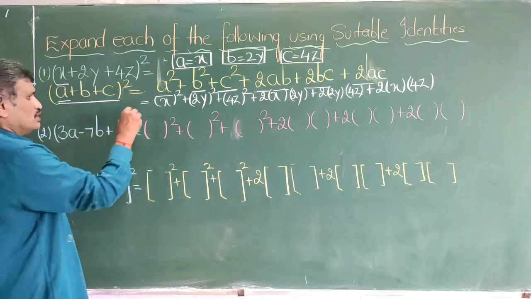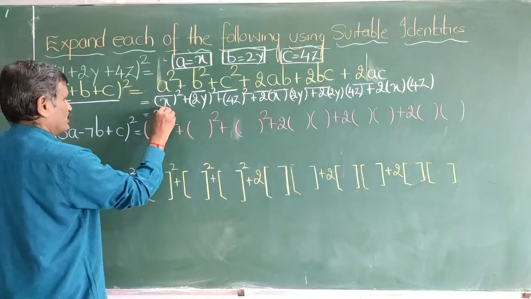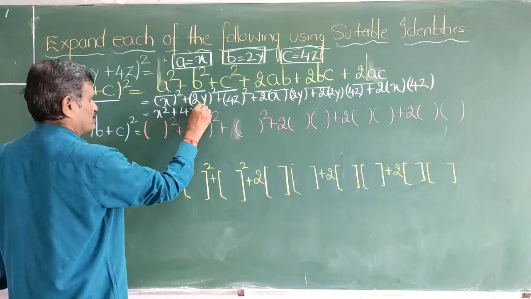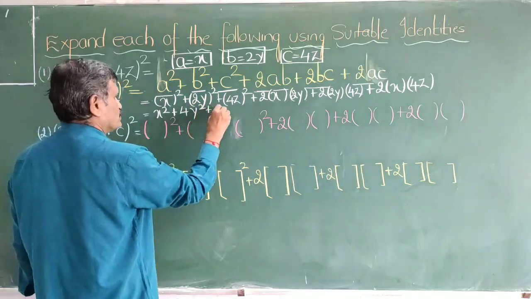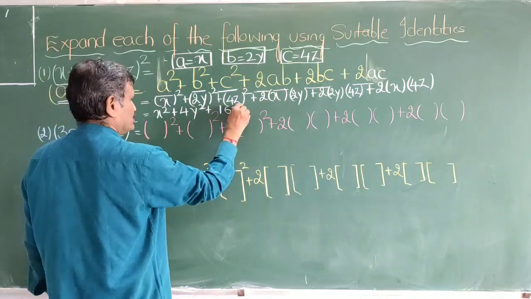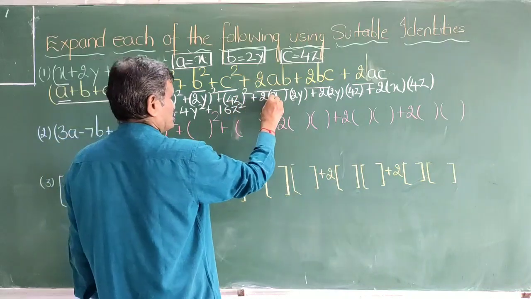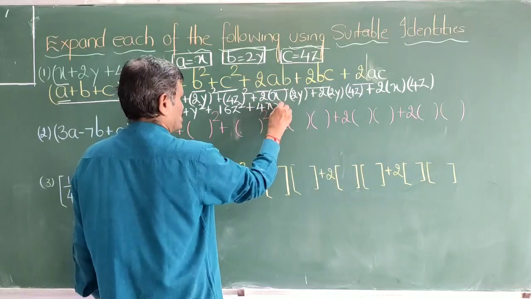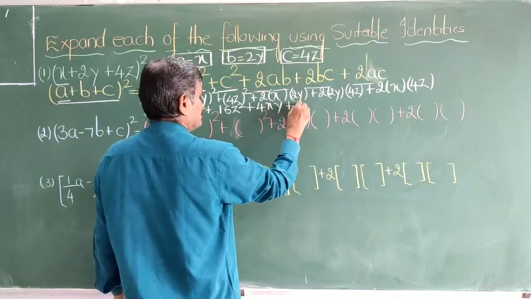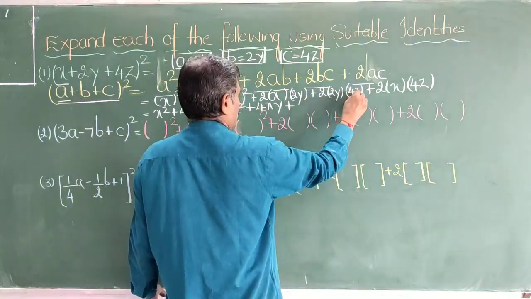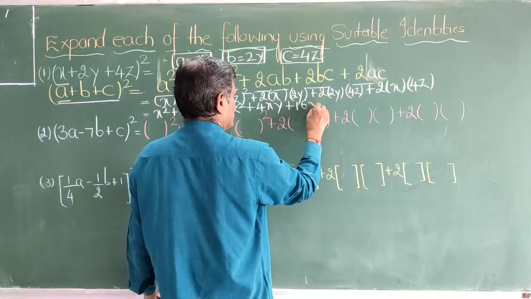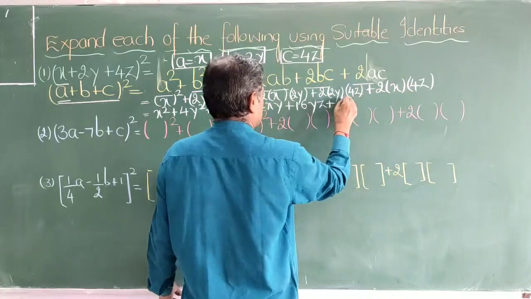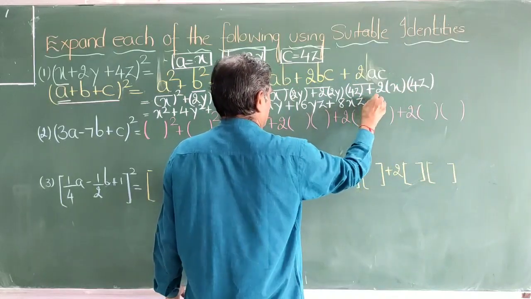Now here x means x square I will get, (2y) whole square means I will get 4y square, (4z) whole square means I will get 16z square. Plus of plus is plus, and plus of plus is plus. So this I will get as 4xy. This again, 2 into 2 is 4, 4 into 4 is 16yz, plus of plus is plus, and plus of plus is plus, so 8xz.